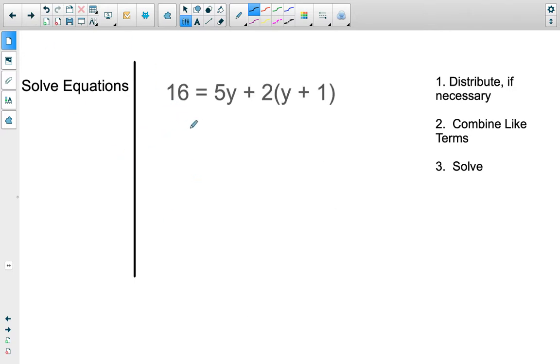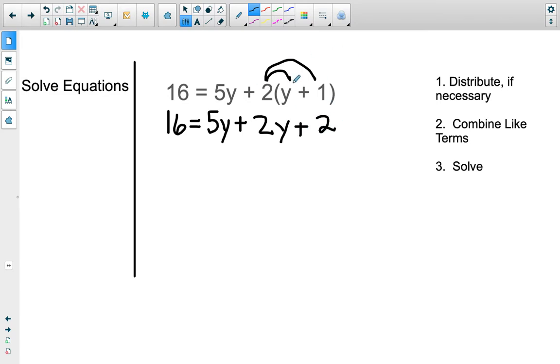One last example. We need to have one that does have distributing, so we know that we need to do that first. So I do have distributing here. I can tell I have those parentheses right next to a number. I'm going to write down everything that's not related to my distributing. So I have my 16 equals 5y plus, now I distribute 2 times y. It's 2y. 2 times 1 is 2. There's a plus between it.